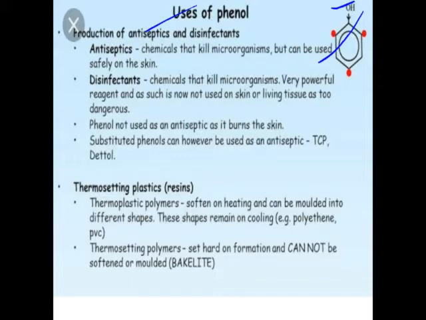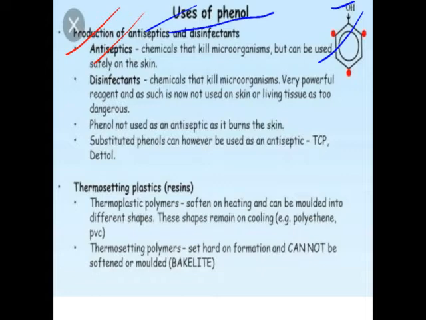These are the important compounds which are generally useful for the production of antiseptics as well as disinfectants. So we are going through this part, that is the uses of phenol. First one, production of antiseptic and disinfectant. Phenol is useful as an antiseptic. A chemical that kills microorganisms but can be used safely on the skin is called an antiseptic.